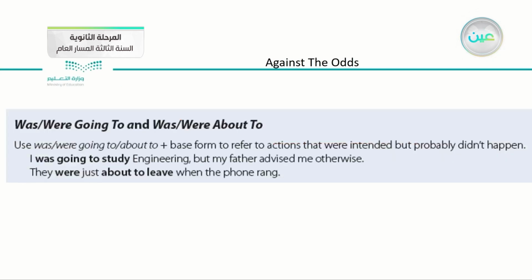After that, we went to this slide where we had was or were with going to, and was or were with about to. We said that we use this type of expressions when we want to talk about something that we intended to do in the past but we didn't. For example, I was going to study engineering. This is his or her intention. Did he or she study engineering? But my father advised me otherwise. They didn't study engineering because his father advised him otherwise.